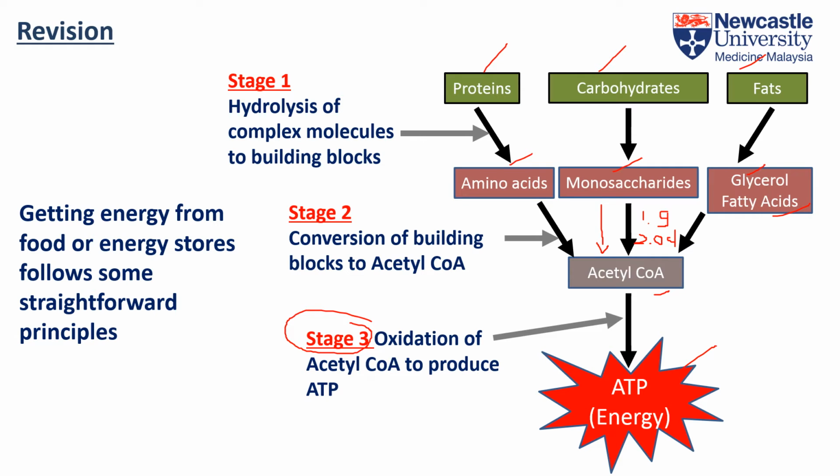Now, how about fatty acids? Well, fatty acids can be converted into acetyl coenzyme A by a process known as beta oxidation. While for our lecture today, our focus will be on both proteins and amino acids. So how do we get energy from amino acids, and how do we deal with the waste product coming from the breakdown of amino acids is the question we're trying to answer today.